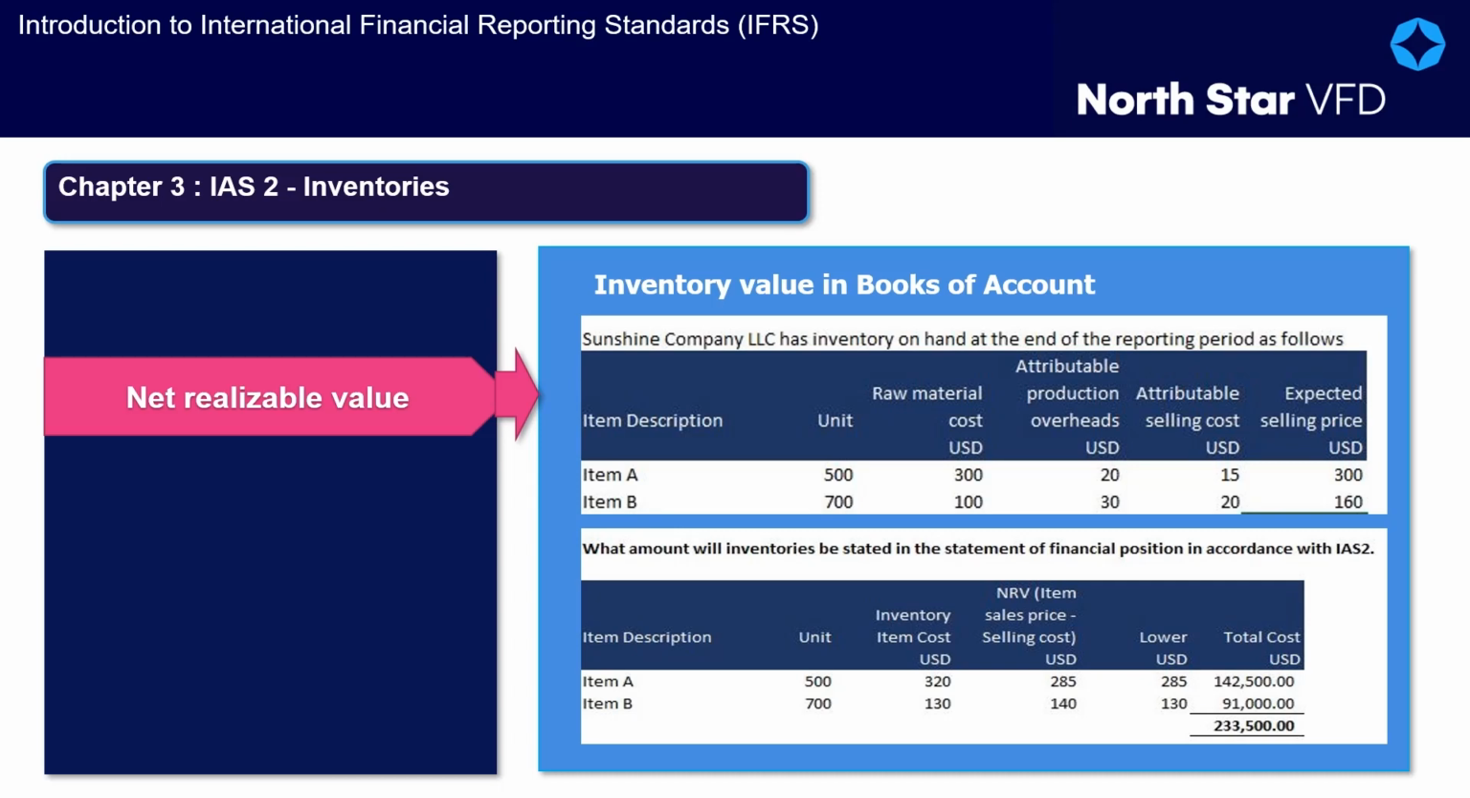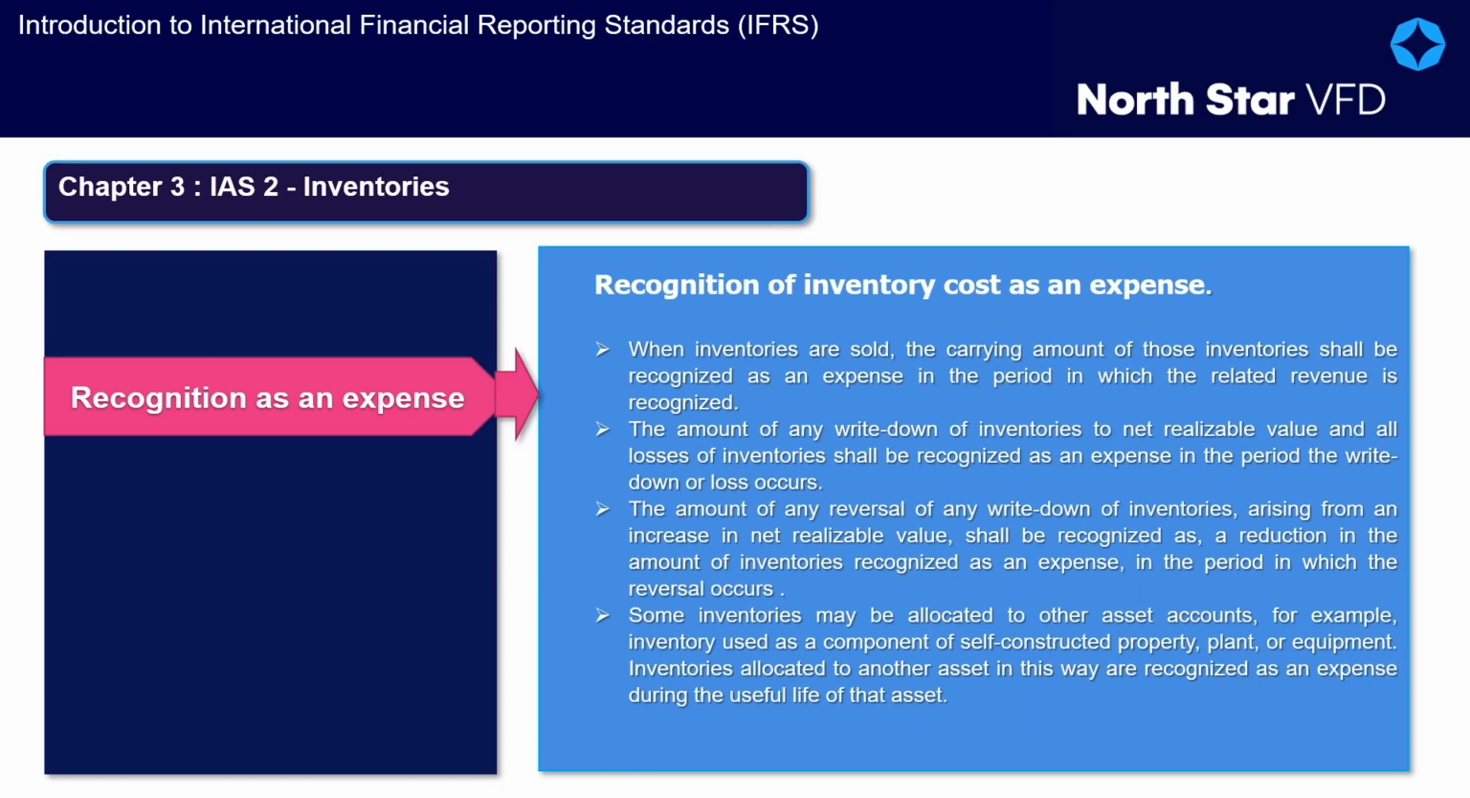As you can see in the statement on the screen, for item A, net realizable value is lower than cost. Therefore, inventory cost is written down to net realizable value, and at the end of the period item A inventory value presented in the balance sheet is equal to net realizable value. For item B, net realizable value is higher than cost. Therefore, at the end of the period, item B inventory value presented in the balance sheet is equal to cost, as it is lower.